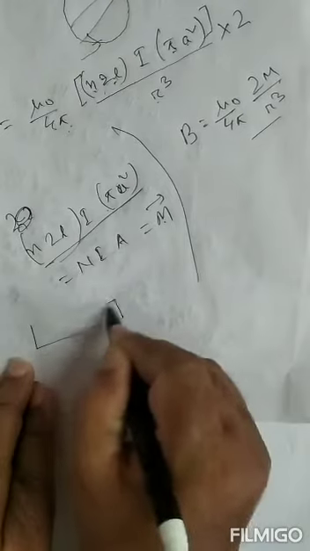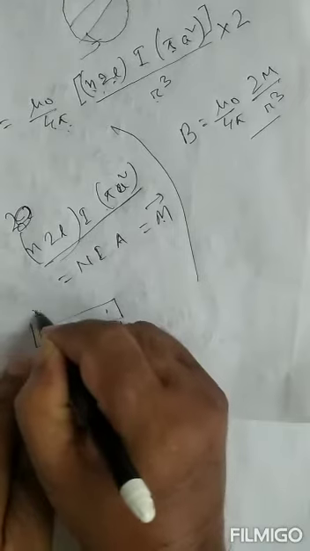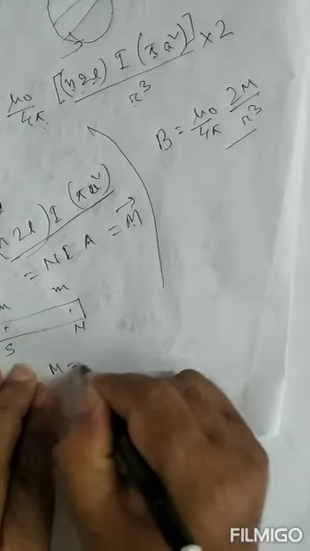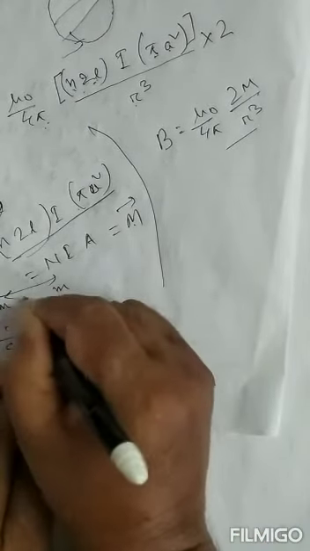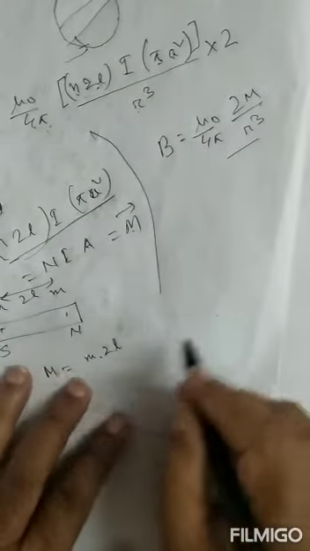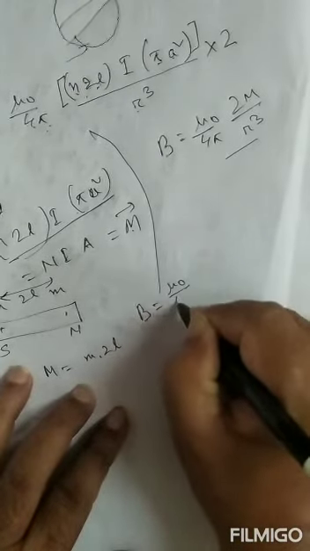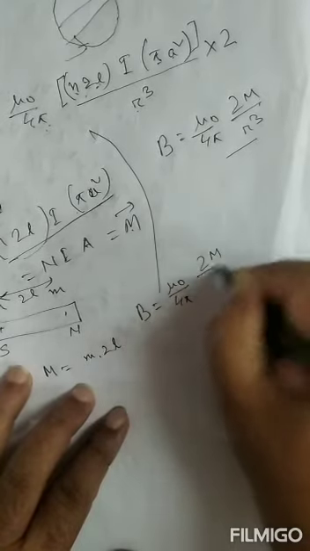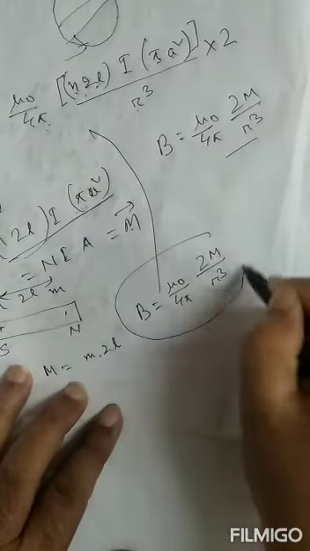Okay? Because this is the bar magnet, this is the north pole, and this is the south pole. Pole strength is m each. So in this case, magnetic dipole moment is m into twice L. This is twice L, the length of the solenoid. It is called the magnetic length of the solenoid. Therefore, what is the value of B at the axial point of a bar magnet? It is mu 0 by 4 pi twice M by r cube. This is the value of magnetic field induction.